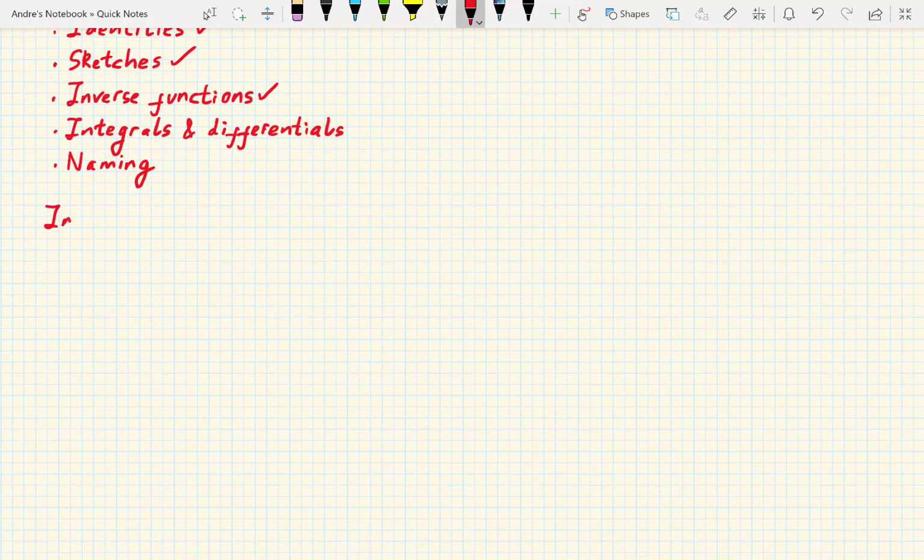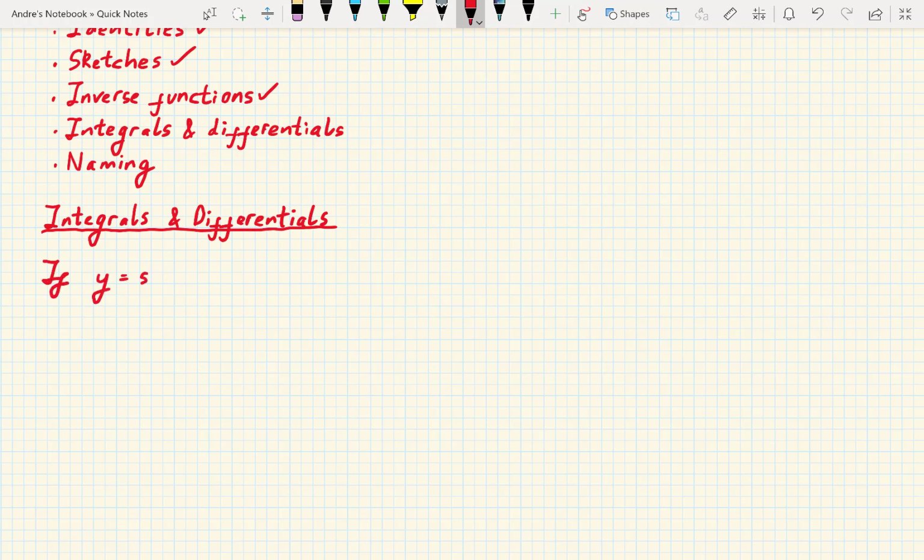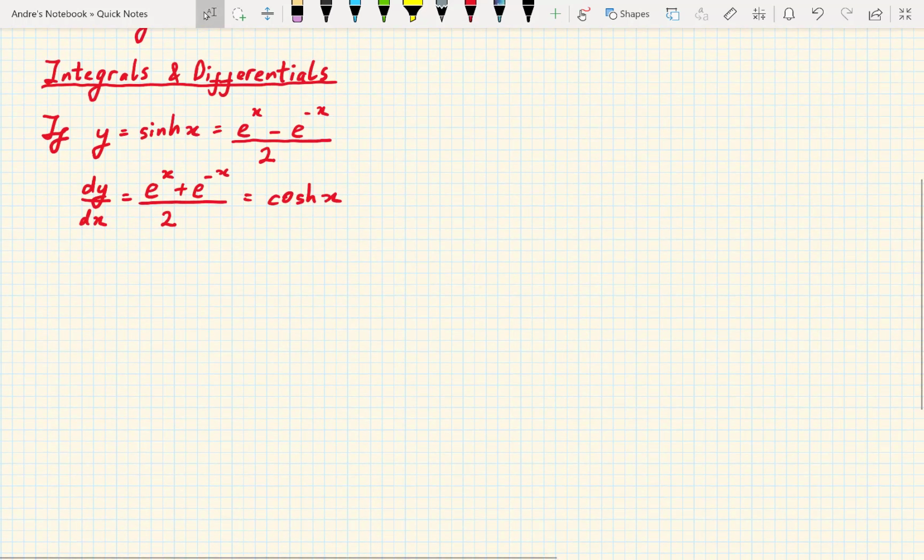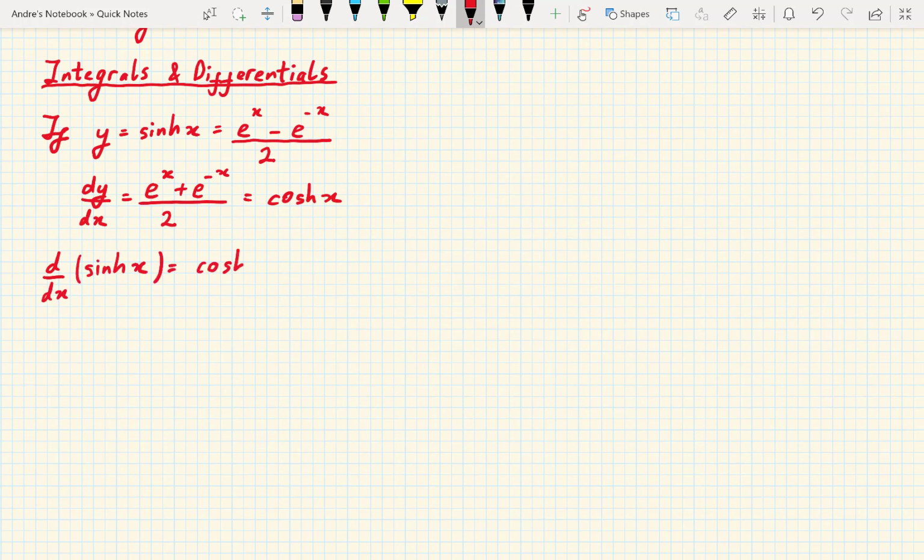Let's start by defining y equals sinh x, which by definition is (e to the x minus e to the minus x) on 2. Differentiating, we get dy by dx equals (e to the x plus e to the minus x) on 2, which is cosh x. So the differential of sinh x is cosh x, which is also a result which we came across in the second presentation. Now integration is the reverse of differentiation, so we immediately know that the indefinite integral of cosh x with respect to x is sinh x plus a constant.